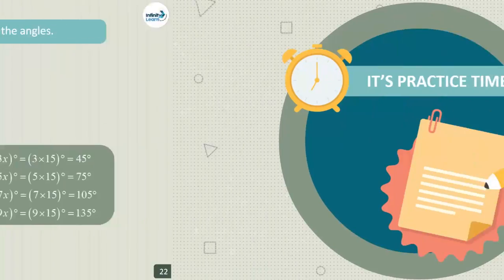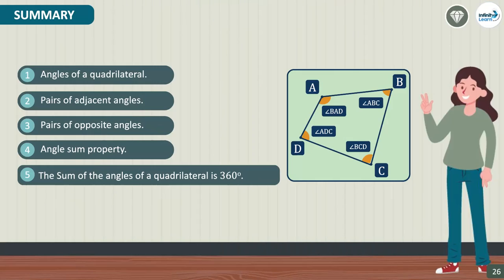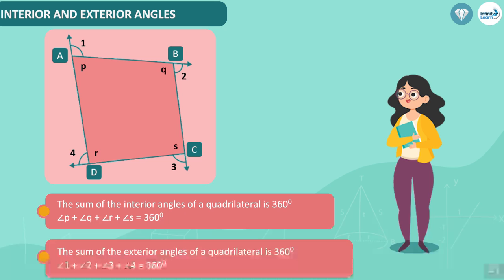Clear? Now practice questions are in homework. Now what we have learned today, just have a quick review. Angles of a quadrilateral, pairs of adjacent angles, pairs of opposite angles, angle sum property, and the sum of angles of a quadrilateral is 360 degrees. Now a quick note about interior and exterior angles.